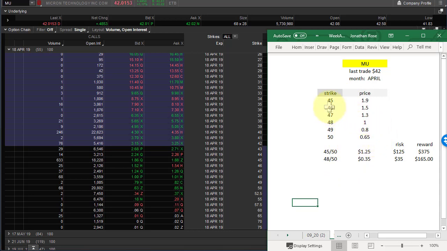When I'm doing these verticals, I wouldn't do a vertical that's only a dollar wide, like the 46s by 47s. Just not enough meat on the bone. If you do the 46, 47, do it with me. Your risk, buying $1.50, selling $1.30, you only have 20 cents of risk, but you could only make the difference between the strikes less 20 cents. That's the trade that I like.